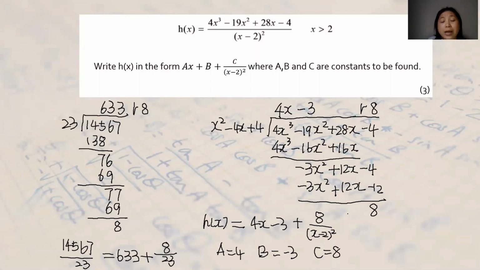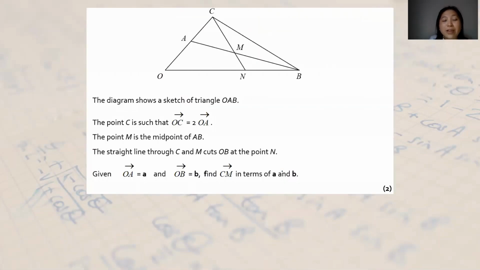So you can see from this question, you actually haven't got anything new. You have only used what you have learned in primary school about long division with numbers. We use the same idea in doing long division with algebraic fractions. Hope that you enjoyed this question. And now let's move on to the next question, which is a GCSE vector question.